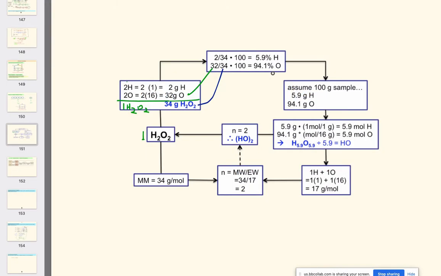Now we're going to do something that's a little different. We're going to go from weight percent to formula. Does this happen in the real world? All the time.